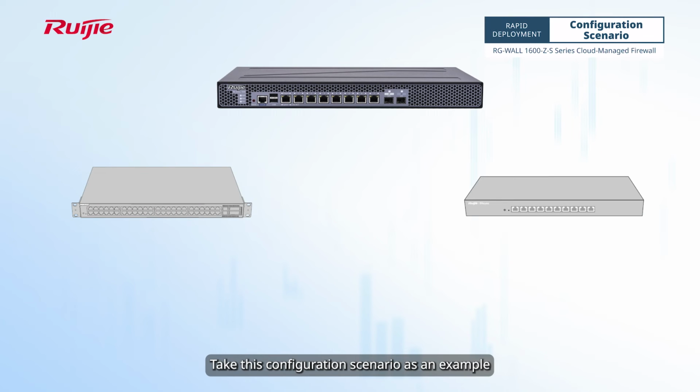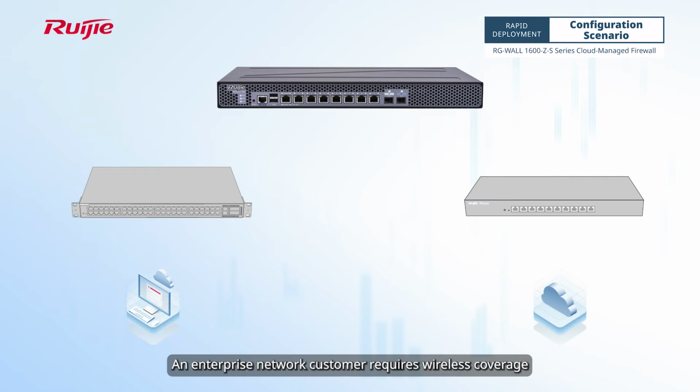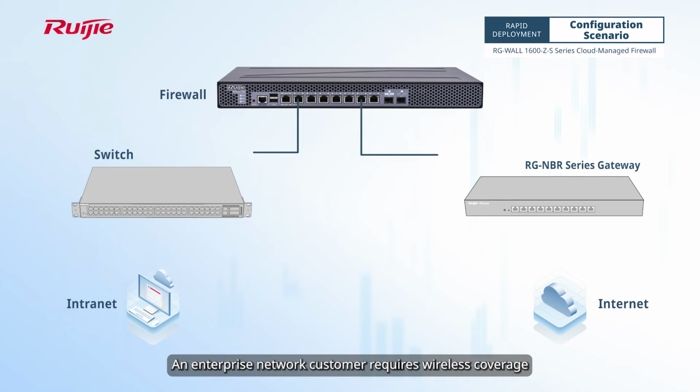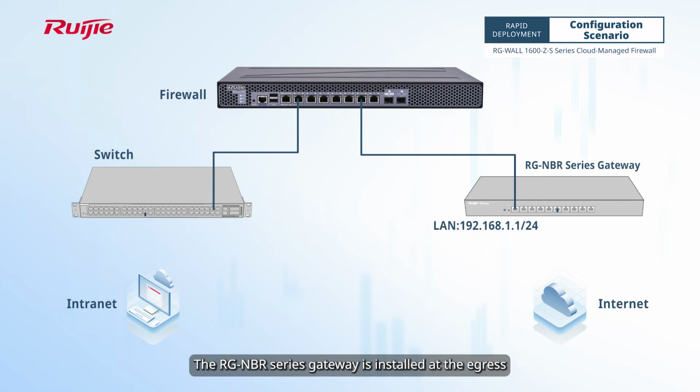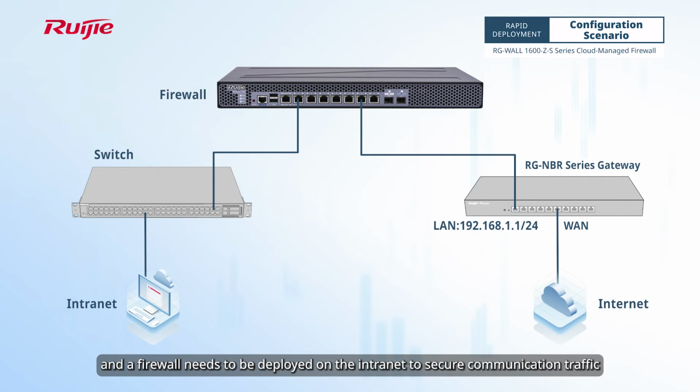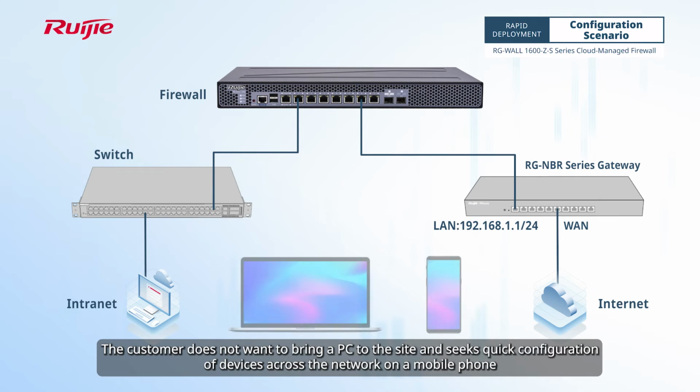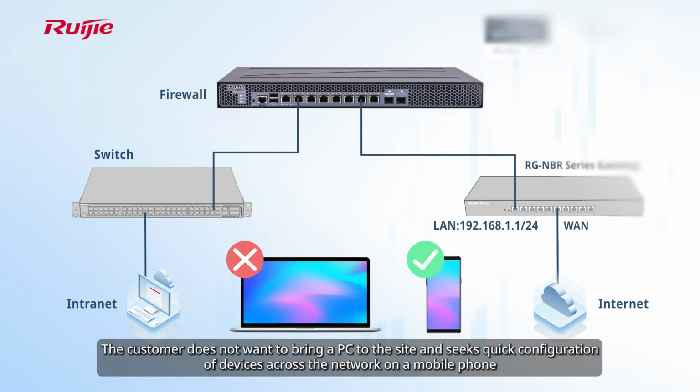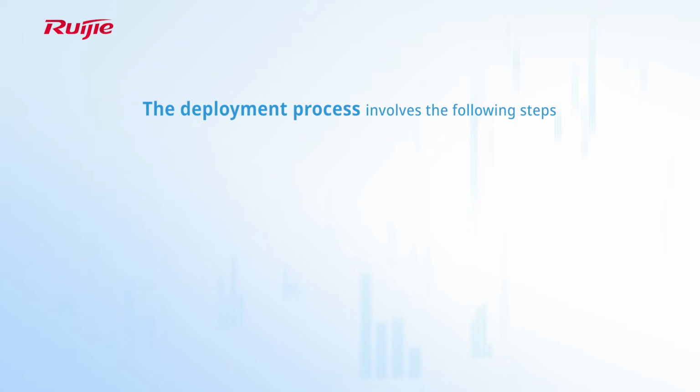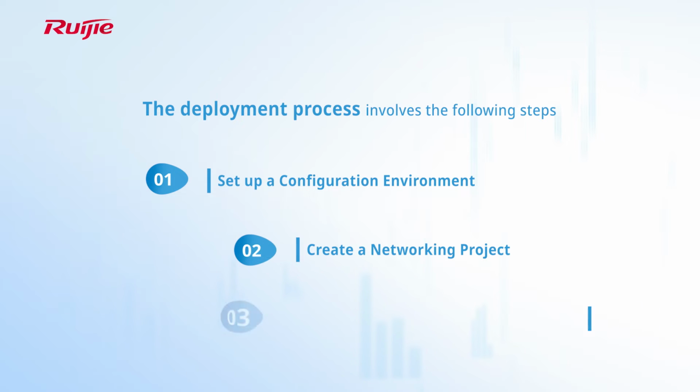Take this configuration scenario as an example. An enterprise network customer requires wireless coverage. The RGNBR series gateway is installed at the egress and a firewall needs to be deployed on the intranet to secure communication traffic. The customer does not want to bring a PC to the site and seeks quick configuration of devices across the network on a mobile phone. The deployment process involves the following steps: set up a configuration environment, create a networking project, and verify configuration.